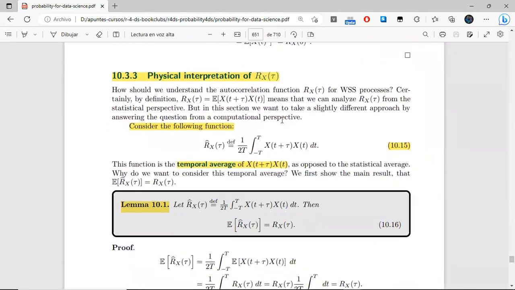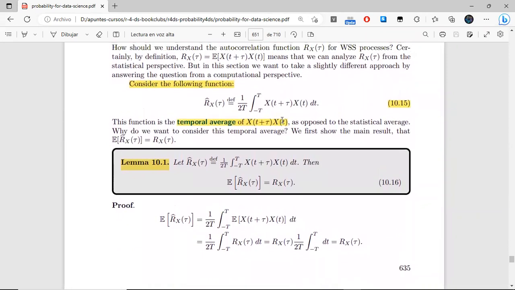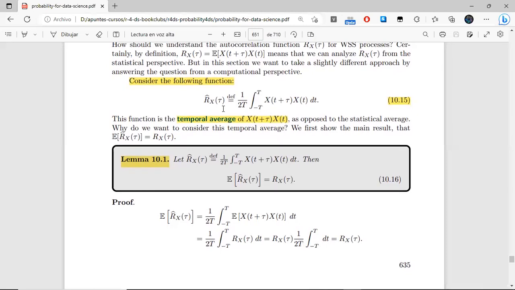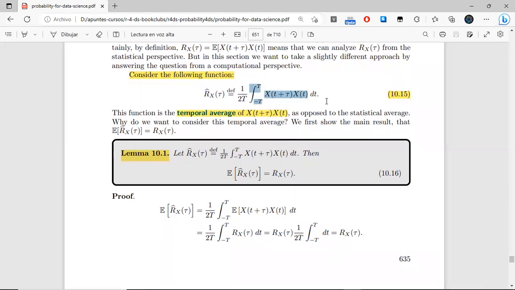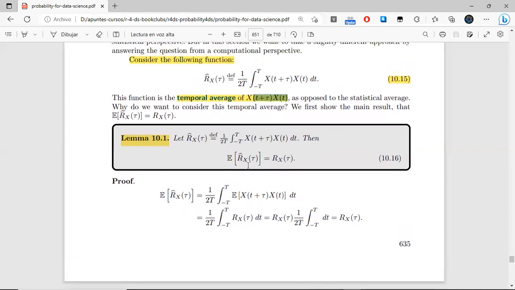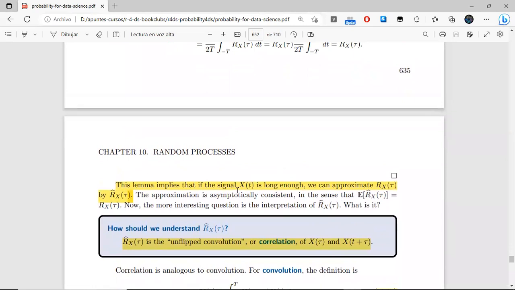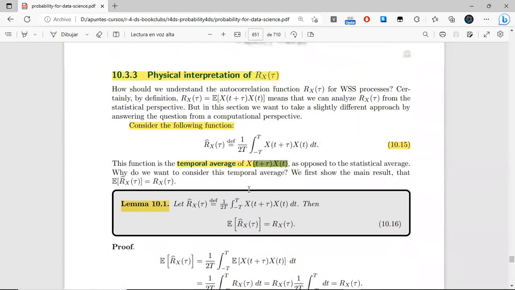So, a physical interpretation of this autocorrelation function whose only argument is the temporal interval size. One could estimate the autocorrelation function by defining this expression. It's almost like a convolution, but over a finite interval of these values. This whole effect is averaged over the domain, so there is a temporal average of this product. The interesting part is this lemma: the expected value of this temporal average is precisely the autocorrelation function. So an implication is that if the signal of the random process is long enough, it can be approximated via this temporal average.